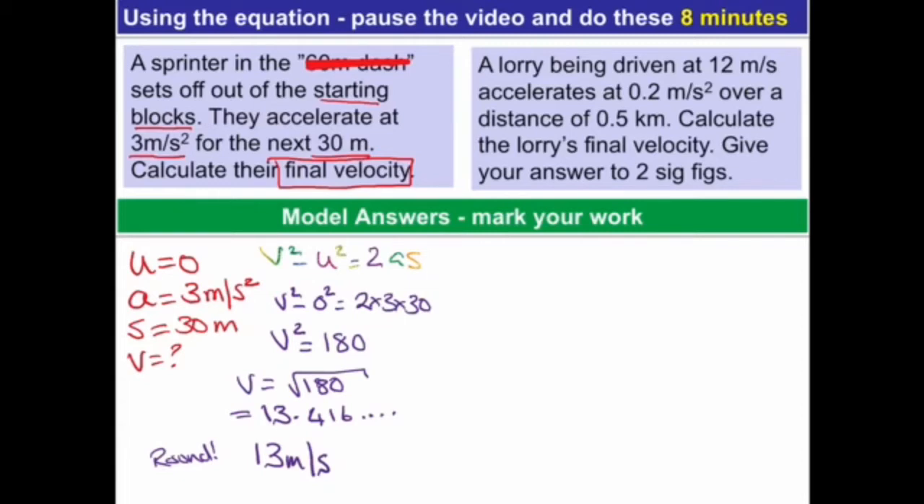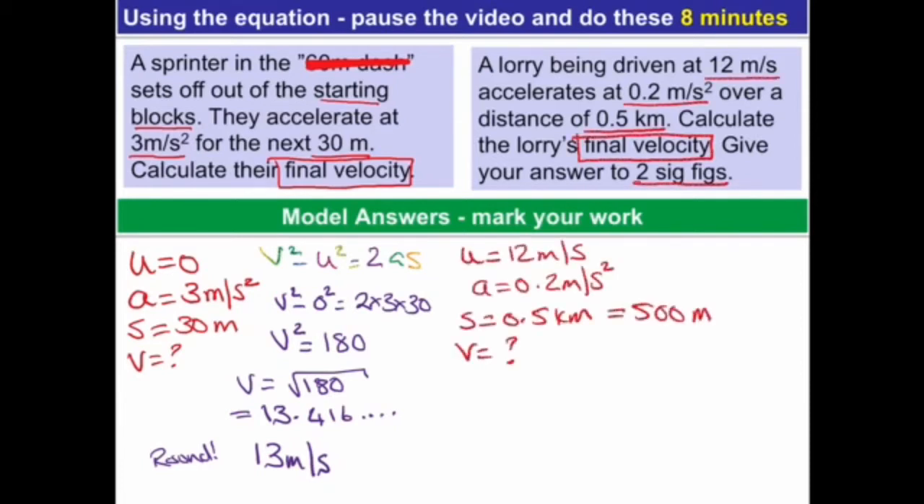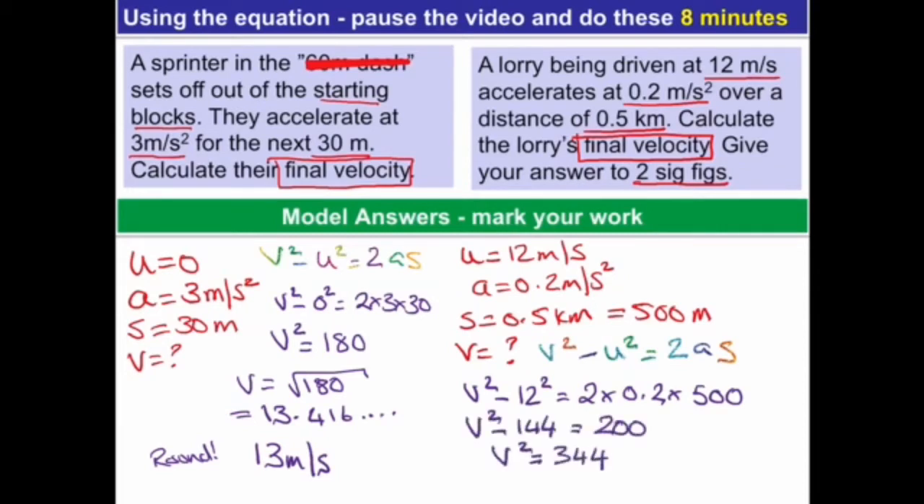The next one, same idea. List all the information, convert your units if you have to. We've got 0.5 kilometres, that's 500 metres. Write down the equation, substitute what you know, start working things out. So v squared minus 144 equals 200, v squared is 344, and the square root of that comes out to be 18.5 something, so the answer is 19 metres per second to two significant figures.